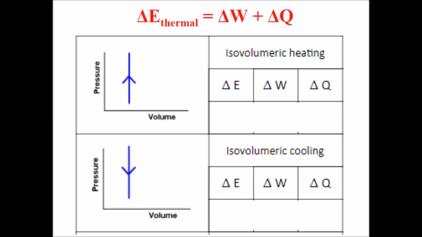Yep, we're moving quick and we're moving on to isovolumetric heating. Isovolumetric, what does that mean? That means that you don't change volume. Well, if you don't change volume, you don't do any work. Now, how do you know you didn't do any work? Well, you didn't do any work because there's no area underneath that vertical line. Delta W is 0 in both cases.